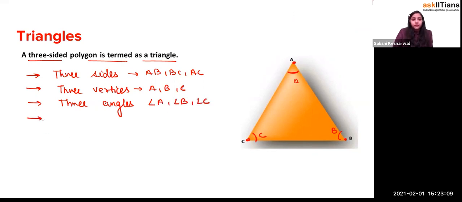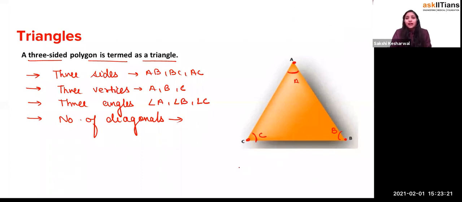Now, the number of diagonals in a triangle: how many diagonals will you have? You will have none. Suppose you take the point C: AC and BC are your sides. These are adjacent sides, not diagonals. And there is no other vertex left where you can find a diagonal. If you take vertex A or vertex B, you will find nothing. You cannot get any diagonal, so a triangle has no diagonal at all.